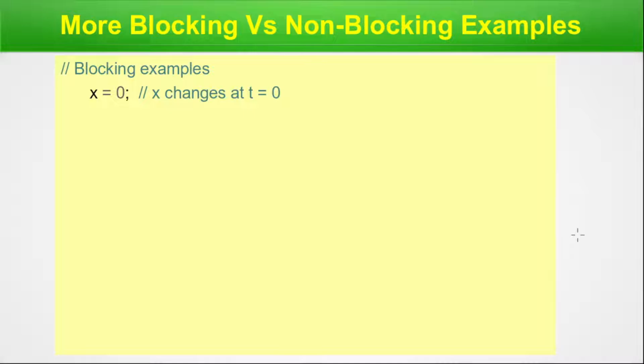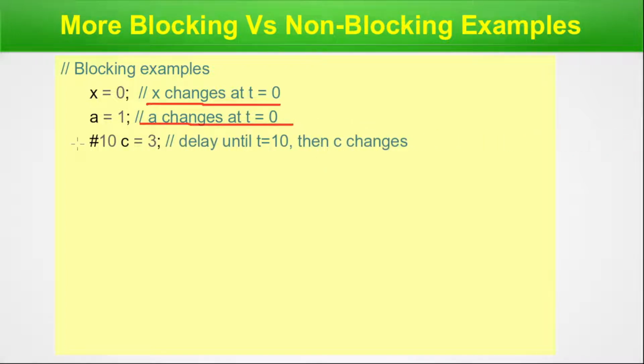Blocking examples: x equal to 0. Here it means that x changes at t equal to 0, and the next one, a equal to 1, a changes at t equal to 0. And here we have the delay added, hashtag delay with 10. So 10 time units delay will be there. So delay until t equal to 10 and then c changes. So it means the marker, the playhead, will wait for 10 time units and then c will change.